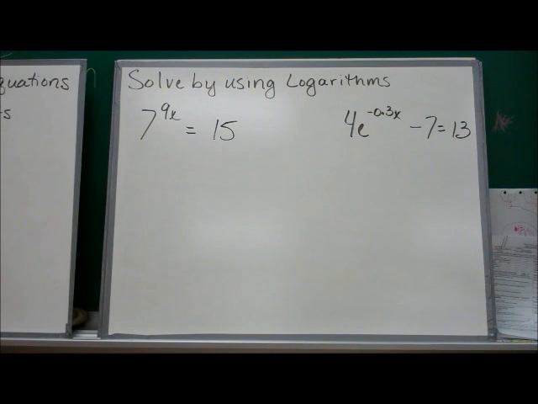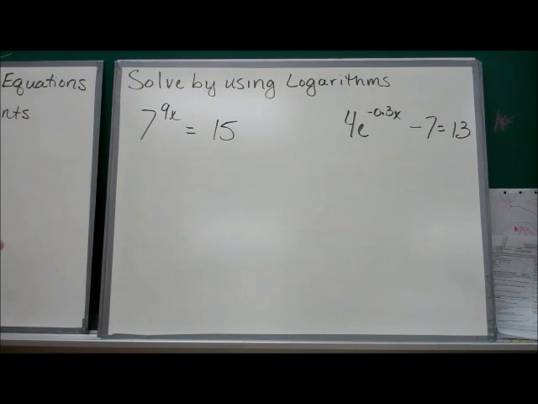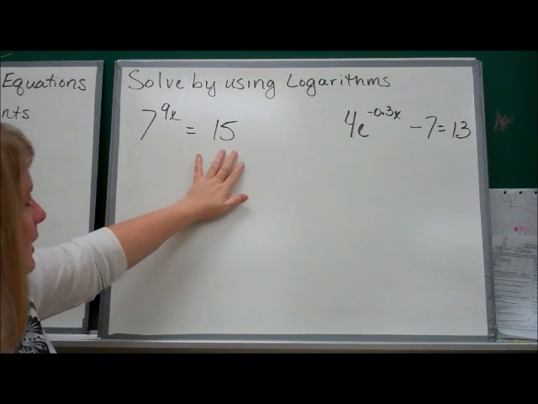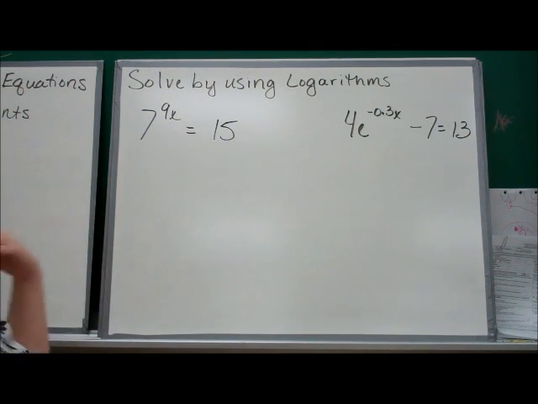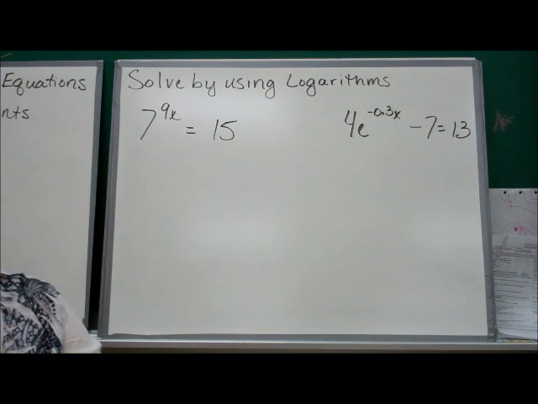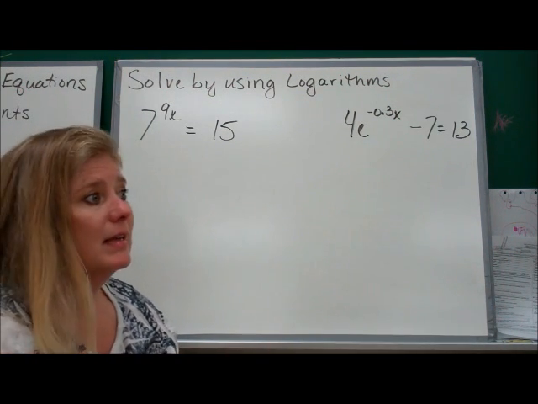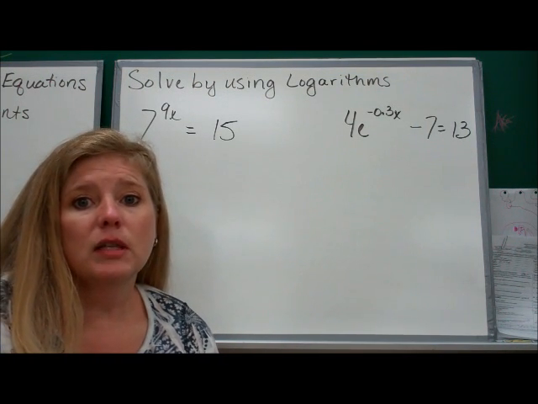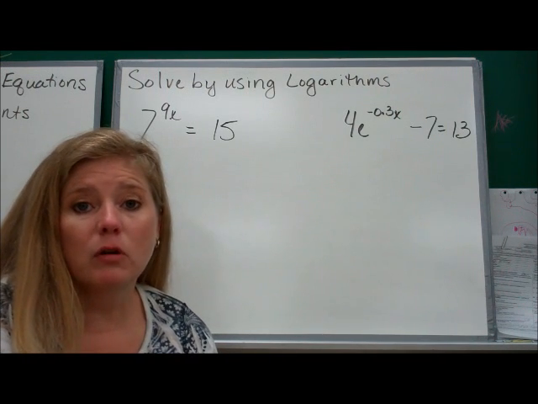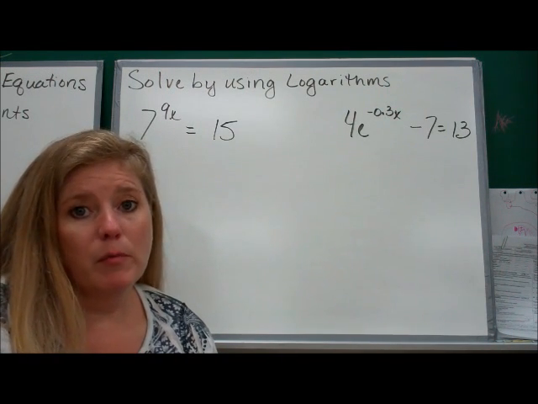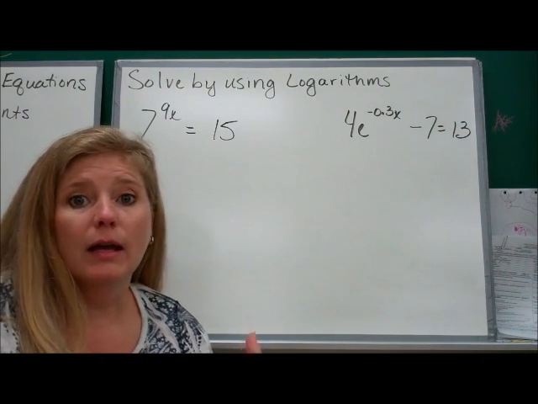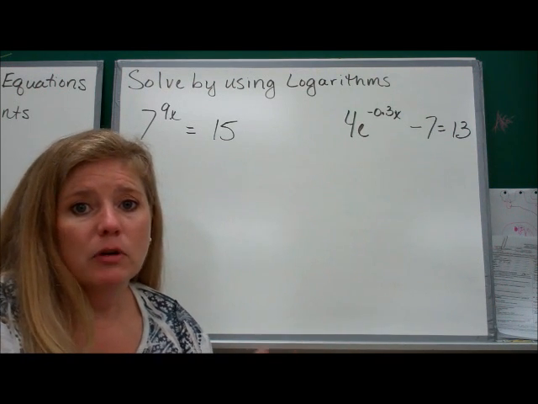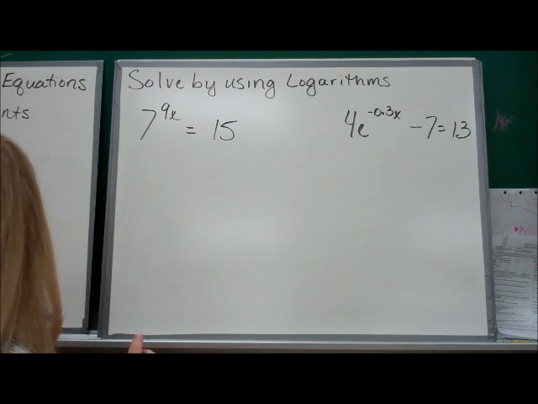Next, what if we cannot equate the bases? What if we can't make the bases equal each other? We got 7 to the 9x power equals 15. Well, if you can't make the bases equal each other, the only way to get an x out of the exponent position is by using the properties of logarithms. Remember the power property? Remember I said it was one of my favorites? This is why. Because we can get the variable out of the exponent position. So that's what we're going to do.